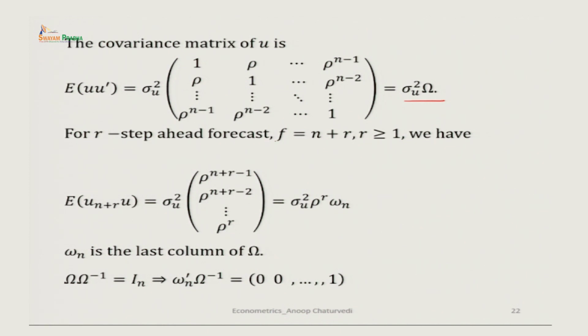And then for r step ahead forecast, suppose you take F equal to n plus r, we have expectation of u n plus r u equal to sigma square u times the correlation between u n plus r and the first term of u, that is u 1, which is rho to the power n plus r minus 1. Then the correlation between u n plus r and u 2 is rho to the power n plus r minus 2, and so on. So, finally, you get this vector. So, this is equal to sigma square u rho to the power r omega n, where omega n is the last column of capital omega. And then omega omega inverse is equal to identity matrix. So, omega n transpose omega inverse is 0, 0, and so on, 1.